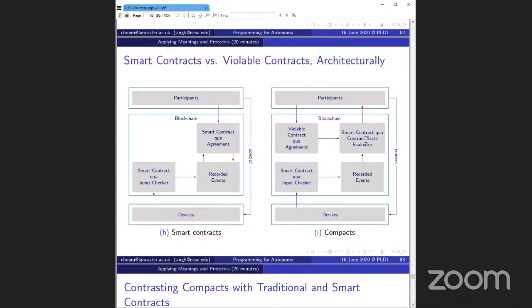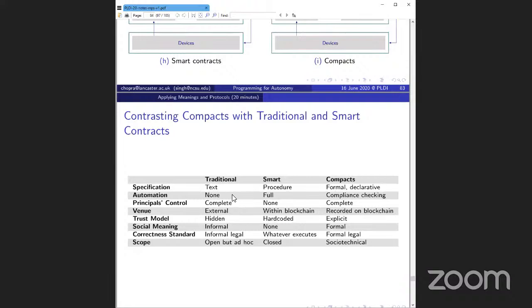And given that, we can look at other things, like if we make a three-way contrast. So if you think of traditional contracts, like written in natural language, we think of smart contracts, like we just talked about, and we look at compacts, which is the norms-based approach that we described. So you can say that these are pure text, these are procedures, these are declarative. They have no automation. So if you work with natural language, these guys are automated. But here we have automation, but only limited to the compliance checking, not to the actual acting. So here the main party, the human, the principal has the control. Here they don't. And here again, the human has the control. So in a way, with this approach, we're trying to take advantage of computer science, computing, while also retaining the flexibility of the traditional approach.